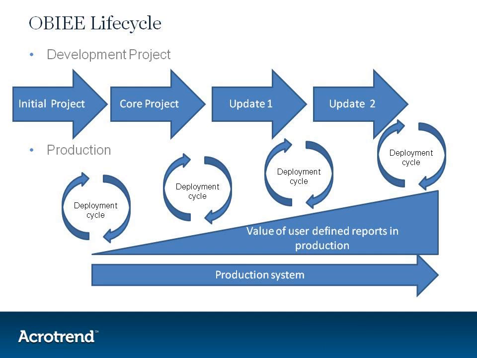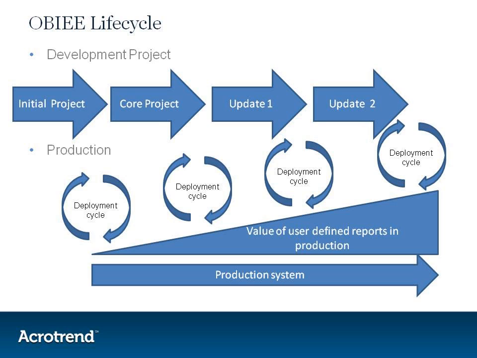In the typical OBIE project, you have a development environment which starts with an initial project. This then goes through a system test cycle and a UAT cycle before being deployed on production. Then there's a core project which adds further data sources, adds more reports and dashboards, and generally goes out to a wider audience of users as well. Again, that has to go through the deployment cycle, and then there's an update project and probably a series of update projects which again go through a deployment cycle before going into production.